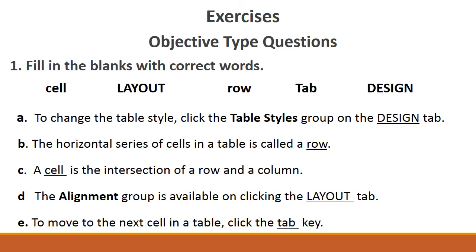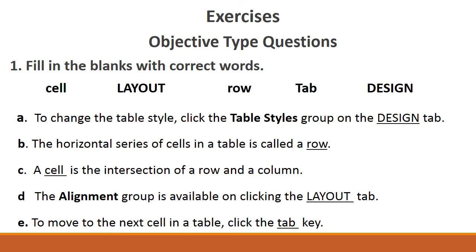Now we will start exercises. Objective type question. Question number 1. Fill in the blanks with correct words. Different words are given: cell, layout, row, tab, design. The first statement is: to change the table style, click the Table Styles group on the blank tab. The correct word is Design tab.